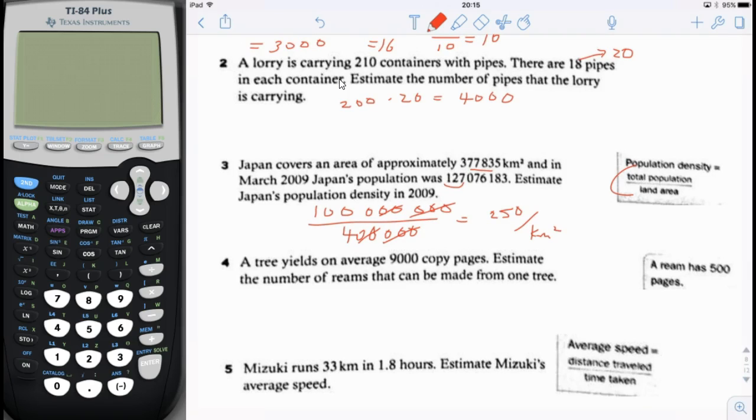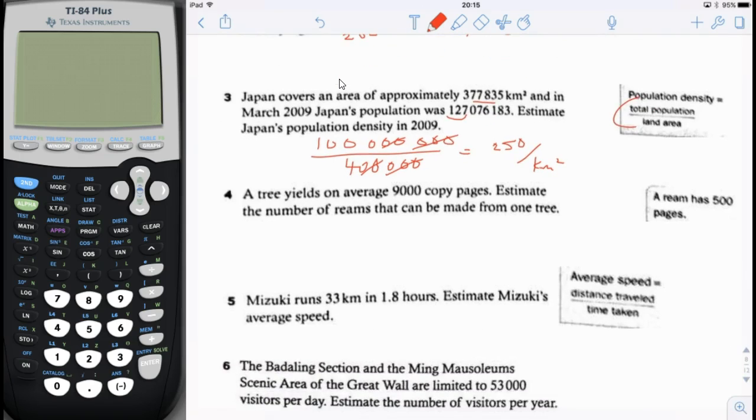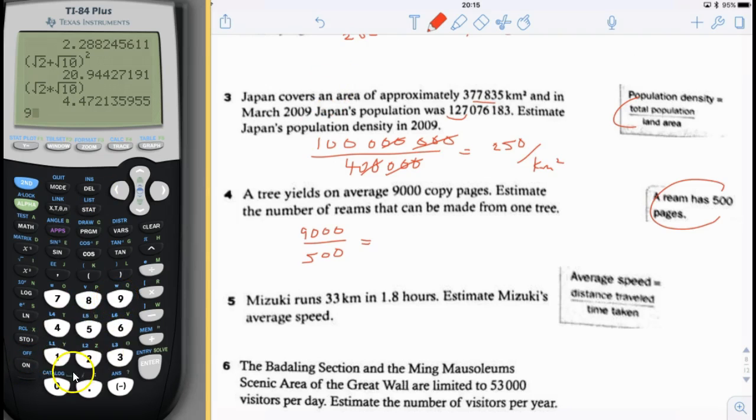Okay. A tree yields on average 9,000 copy pages. Estimate the number of reams that can be made from one tree. A ream has 500 pages. So we could take 9,000 and divide it by 500 pages to find out how many reams that is. 9,000 divided by 500 is 18 reams.